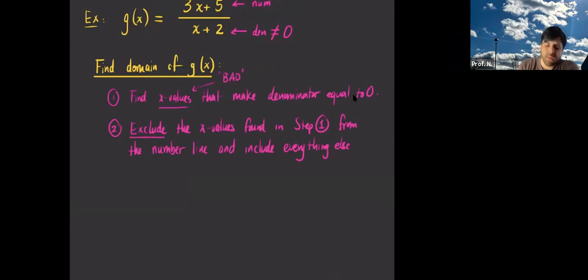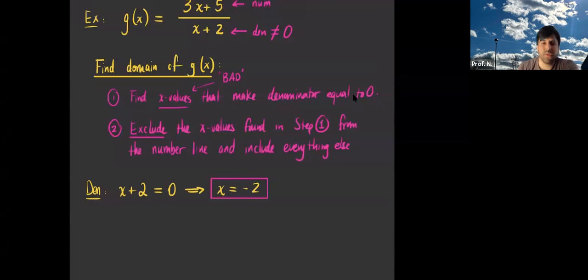So in this case, what's my denominator here? My denominator here is x plus 2. And I want to find the x values that make my denominator equal to 0. So all I have to do now is set x plus 2 equal to 0. So x plus 2 equals 0. And what am I going to do now? Solve for x. So what is x? x equals -2.